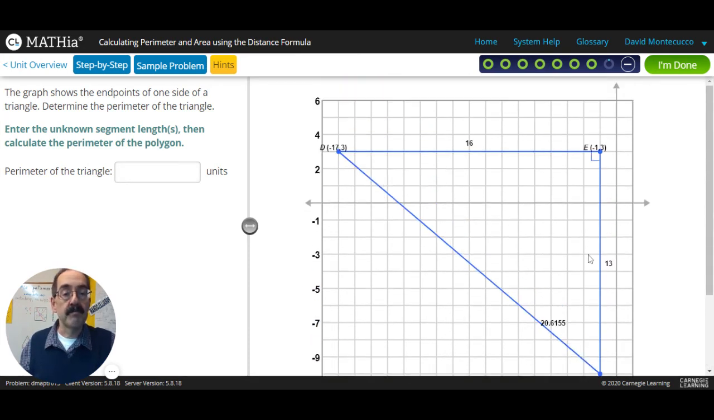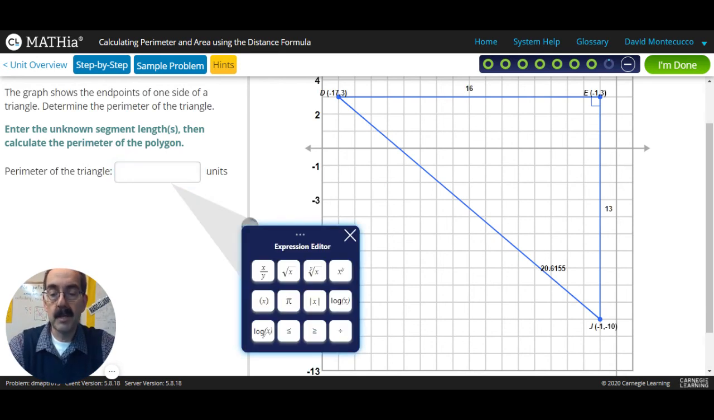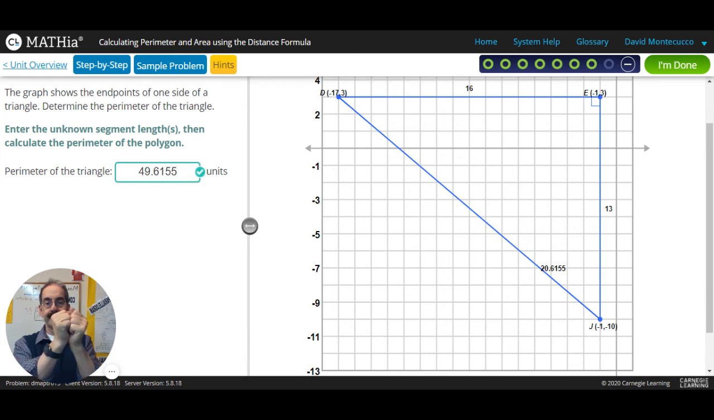Okay. Now the perimeter, we got to add them all up. Okay. So 16 plus 13 plus that 20.6155. Hey, there we go. Dun, dun, dun. We are now formally done with distance.